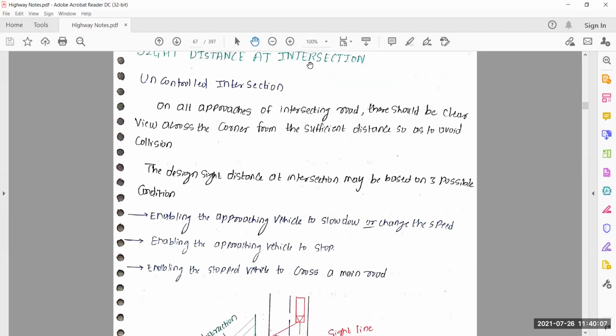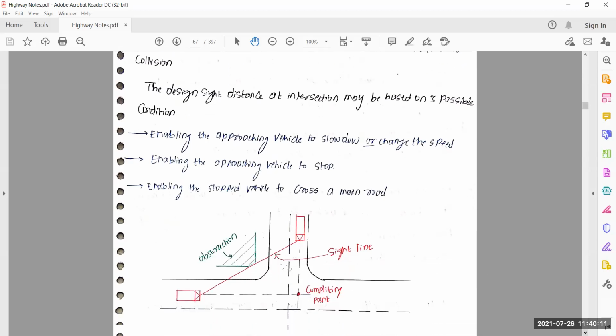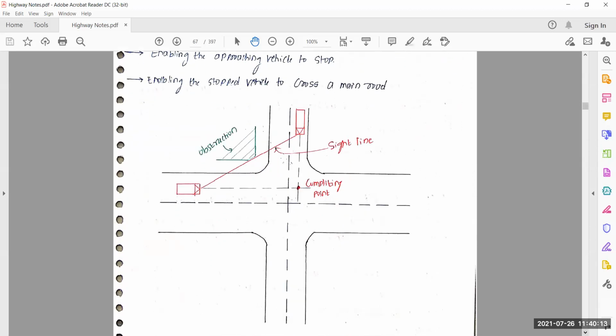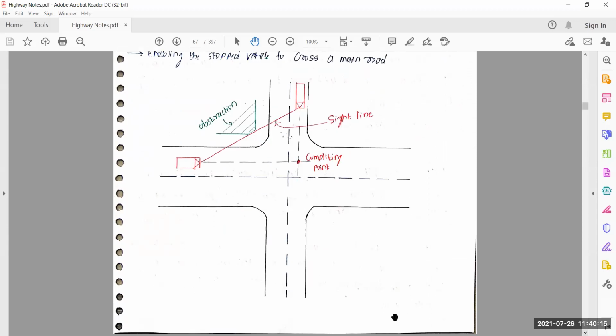I'm referring to that diagram. Here you see sight distance at intersection. We have two types of intersection. This is your intersection. Is it visible to all? Yes, sir. Okay. I think up to this age, you all have seen this type of intersection.